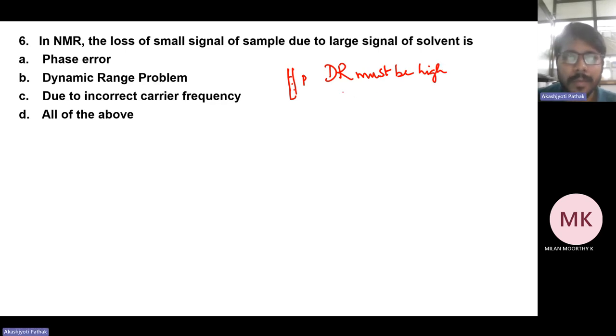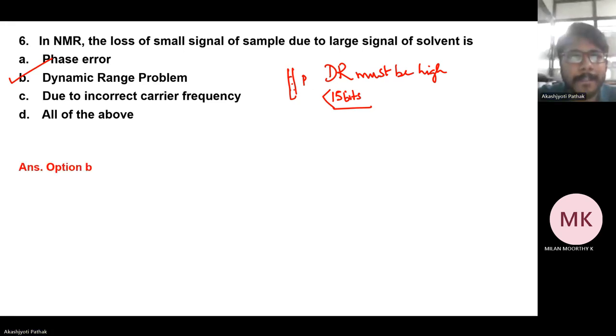Must be high, but usually what is preferred is that beyond 15 bits, the dynamic range is not kept. Usually the dynamic range is kept below 15 bits. So there is loss of small signal of sample because of dynamic range problem. Okay, that is the answer.